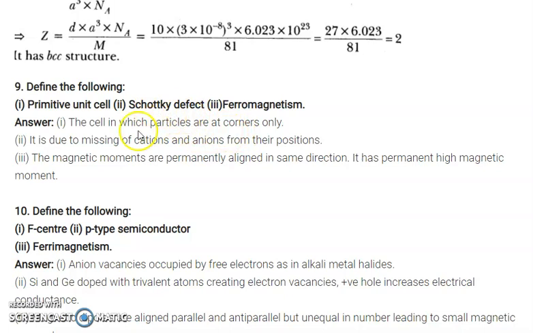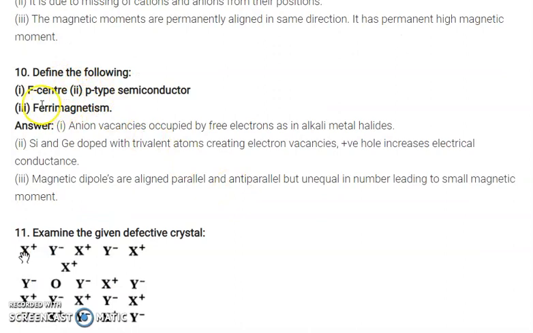A Schottky defect means it is due to missing of cation and anion from their position. Ferromagnetism means the magnetic moments are permanently aligned in the same direction. It has a permanent high magnetic moment. Next important question: define the following: F center, P-type semiconductor, and ferrimagnetism.